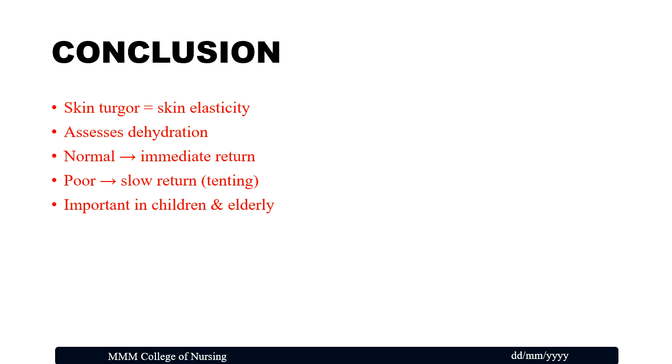To conclude, skin turgor is a simple but quick assessment for dehydration. However, it should be combined with other clinical signs. Elasticity means an immediate return to normal, while poor elasticity shows a slow return, tenting. Also, it is important to check skin turgor in children and the elderly. Hope you understood this topic.